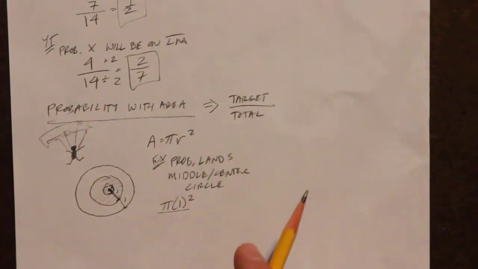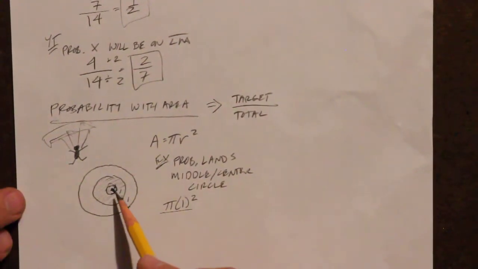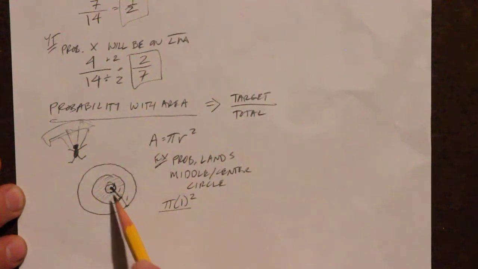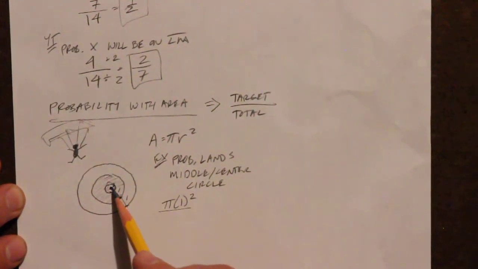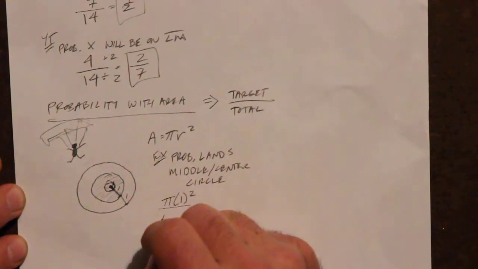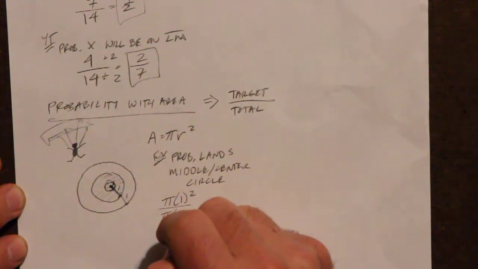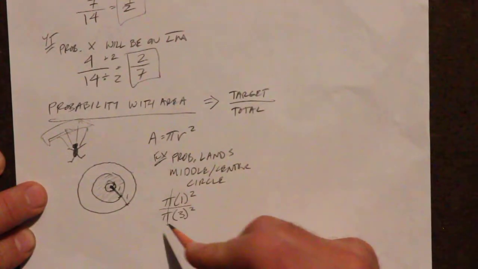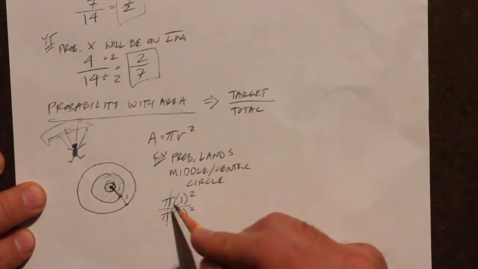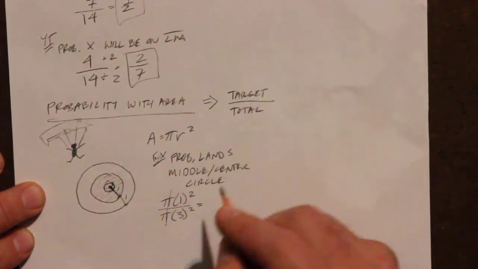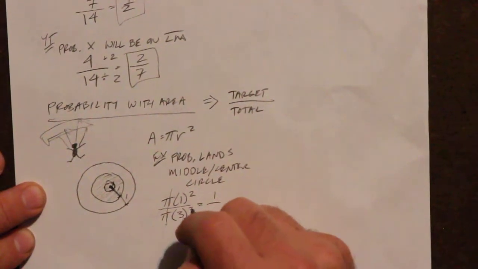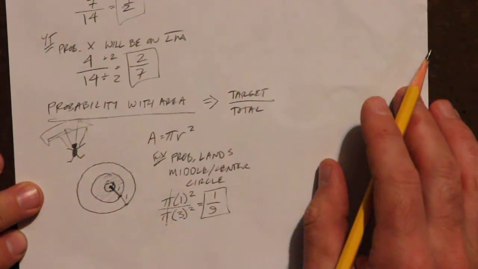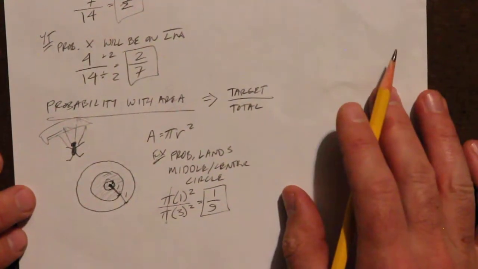Now, let's say for the total area here, we've got 1, 2, 3. So the radius for the whole thing is 3. So we say pi r squared, which is pi 3 squared. Pi divided by pi is 1, so we can ignore pi altogether, it goes away. And so 1 squared is 1, 3 squared is 9, so there's a 1/9 chance that he's going to land right there on that center circle. So that's the first one.